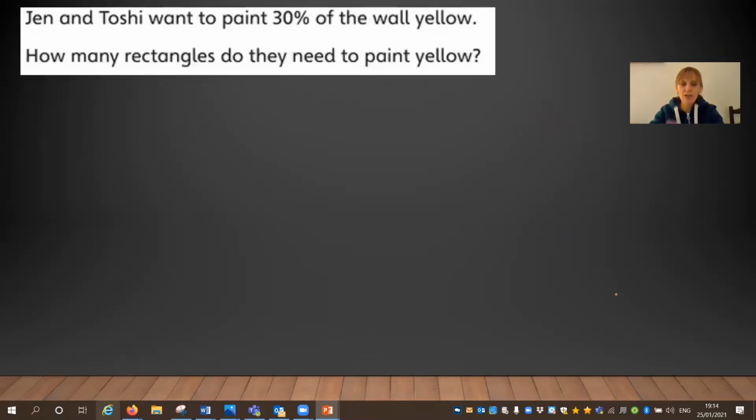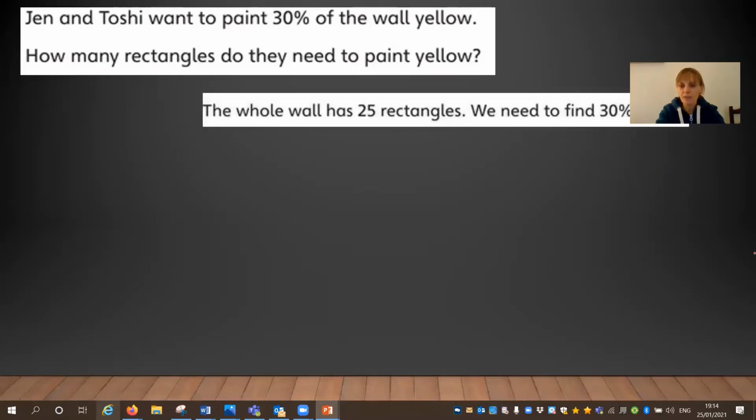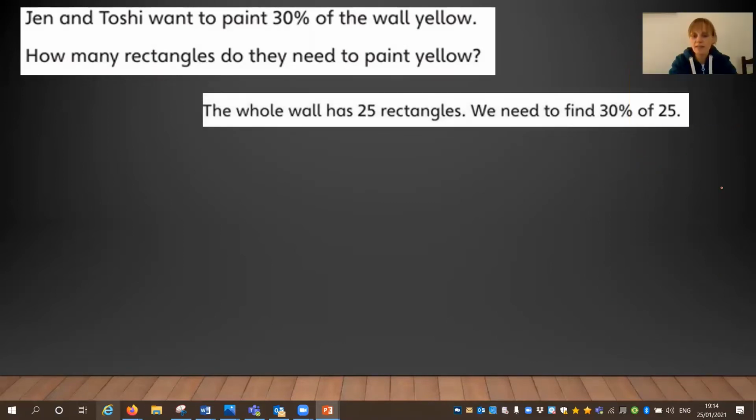Okay, now this time it says Jen and Toshi want to paint 30% of the wall yellow. Now, how many rectangles do they need to paint yellow? There's a little bit of a clue here. It says the whole wall has 25 rectangles. So we need to find 30% of 25. Now, in order to find 30% of 25, how would we do it?